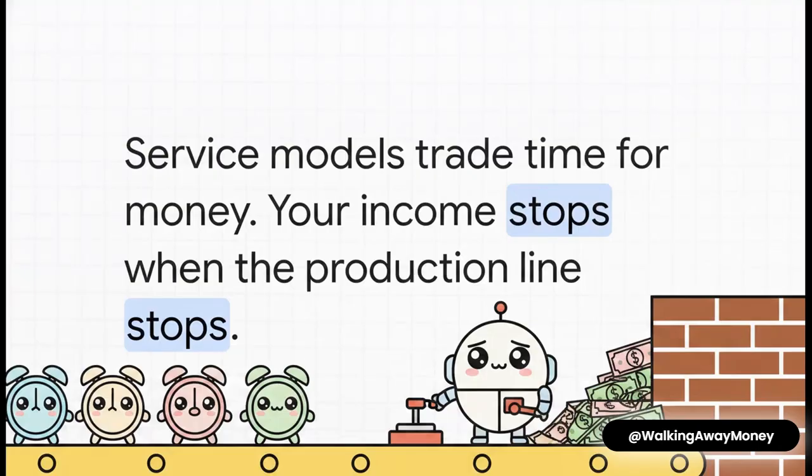But you knew there was a catch, right? These are still service models, which basically means your income hits a brick wall the second your production line stops. Every new client you bring on means more clips you have to review, more videos you have to render. You're essentially running a factory line. So while it's a fantastic way to get your first win, it definitely has a natural ceiling.